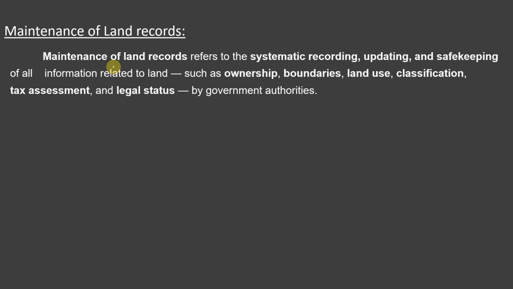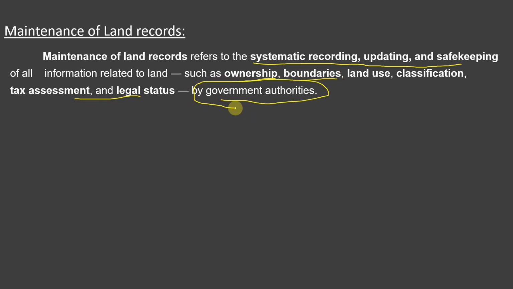So let us start from understanding the meaning of maintenance of land records. The maintenance of land records refers to the systematic recording, updating, and safekeeping of all information related to land. The information related to land includes the ownership, boundaries, land use, classification, tax assessment, and legal status, which is done by the government authorities.